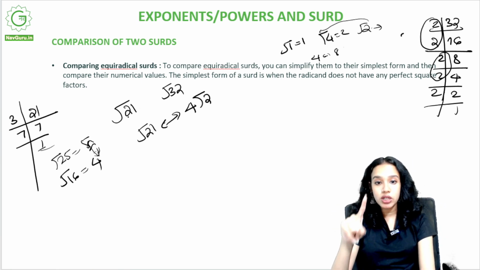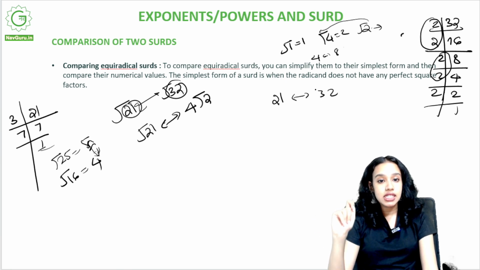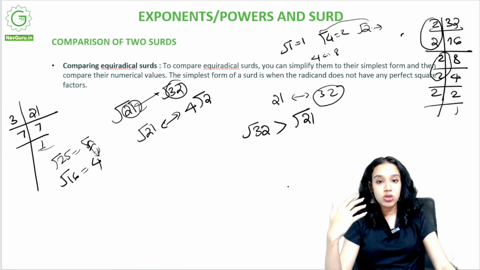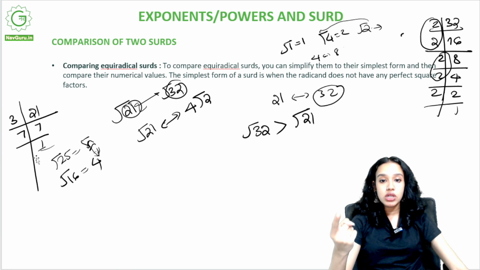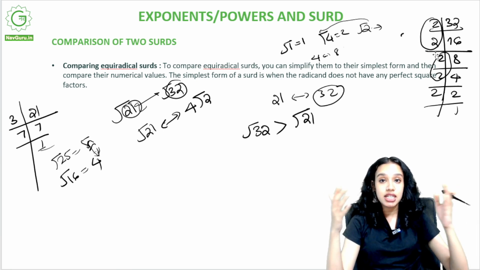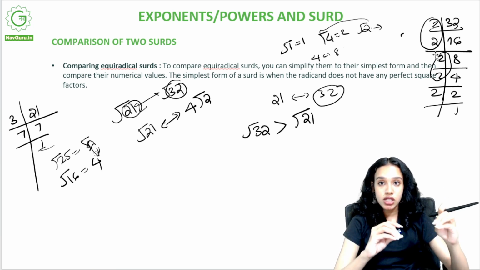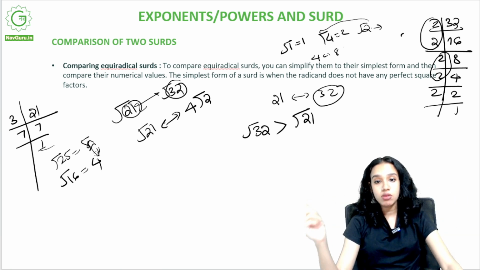In these situations, we compare the radicands. If the surds are equiradical, we compare the radicands. We have 21 and 32. Which is bigger? 32 is bigger, so root 32 would obviously be greater than root 21. This is a very simple way to do it. If we can't find the numerical value, and we can only say that it's between 4 and 5 and between 4 and 8, it's basically the same range, so we don't know whether it's greater or lower. We take the radicands of both numbers and compare them, and the greater radicand would always have the greater root.